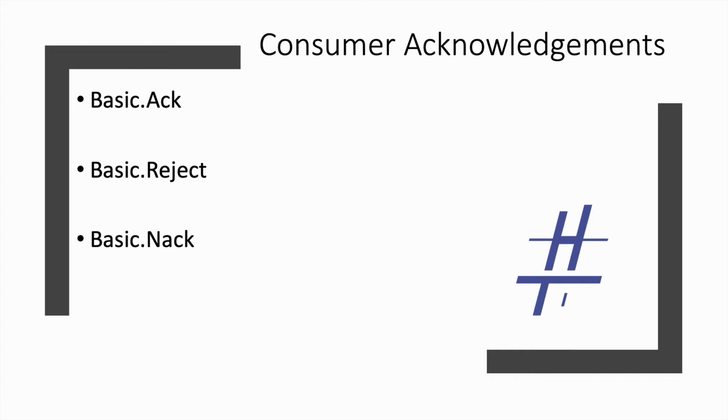RabbitMQ also extends this concept with the basic NACK, because basic reject only allows for one message at a time, but basic NACK allows for multiple messages to be acknowledged in a negative way. So to say, okay, I can't handle all of these messages, simply use the NACK.